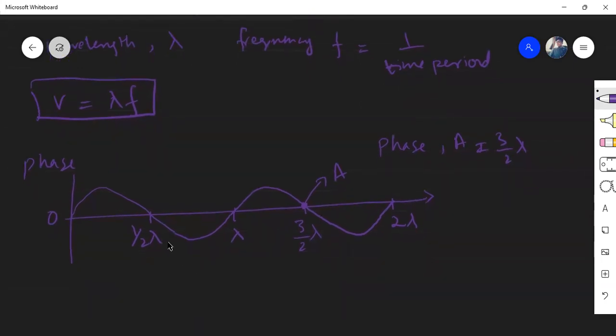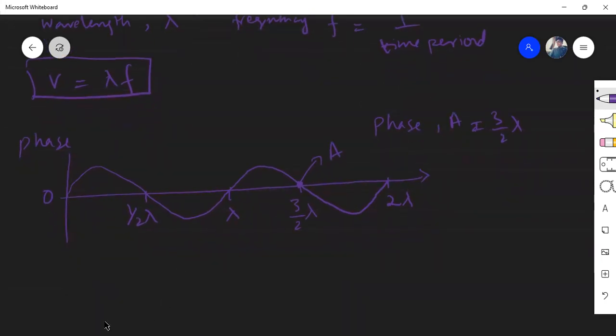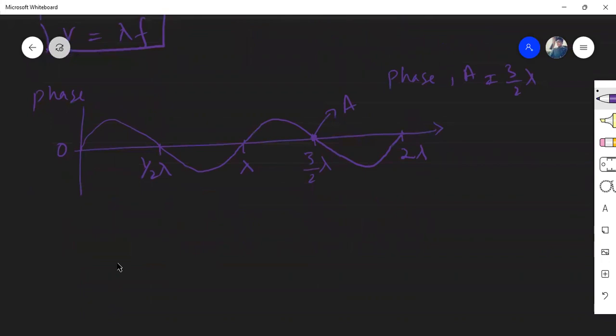So that's what a phase is. Now there's something we call in phase, and there's out of phase. In phase are waves which have the same phase at the same point.